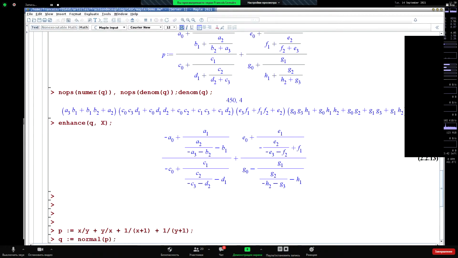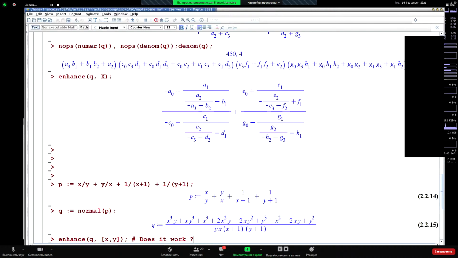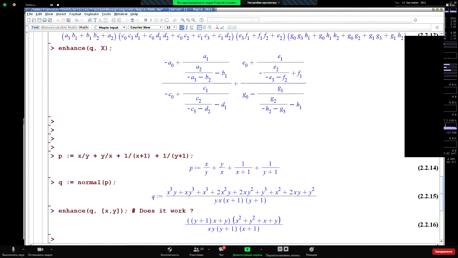And finally, to show you that the algorithm is not perfect, if you take this fraction, which is quite simple, if you expand it, you get this fraction. And if you try the enhance algorithm, it does nothing because, in fact, the independent terms here involve the same variables. So here you have x and y, y and x. So the algorithm has no clue how to split Q as a sum of simpler terms.